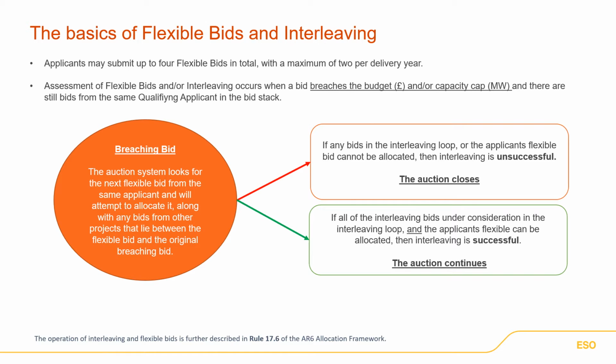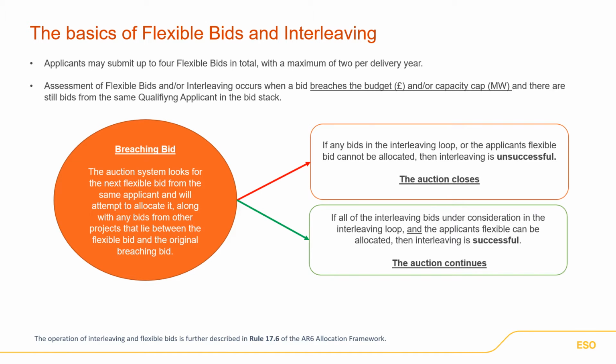The interleaving bid process is as follows. In step 1, the auction system would look for the next flexible bid from the same applicant, which caused the breaching bid, and will attempt to allocate it, along with any other bids from other projects that lie between the flexible bid and the original breaching bid. It could be that the next bid in the stack is the applicant's next flexible bid, therefore no interleaving loop is triggered.